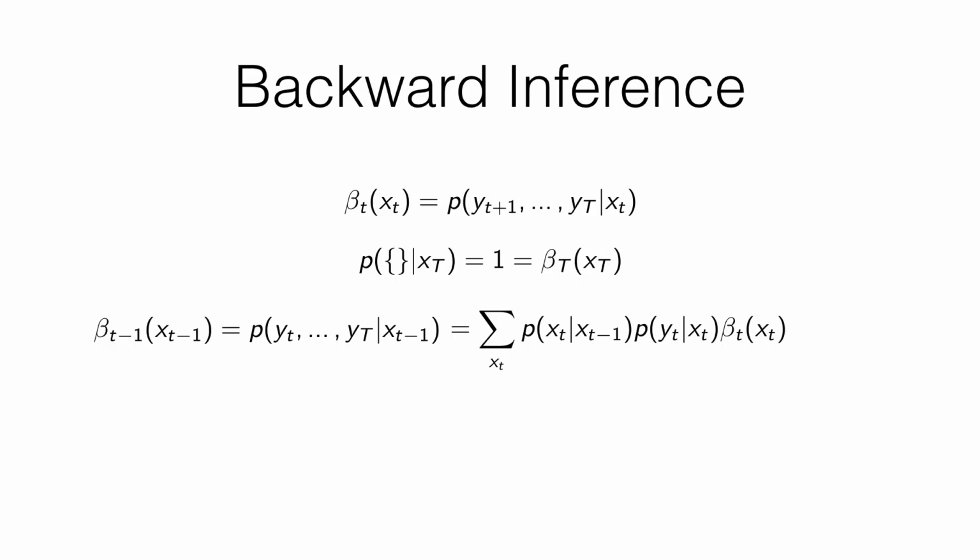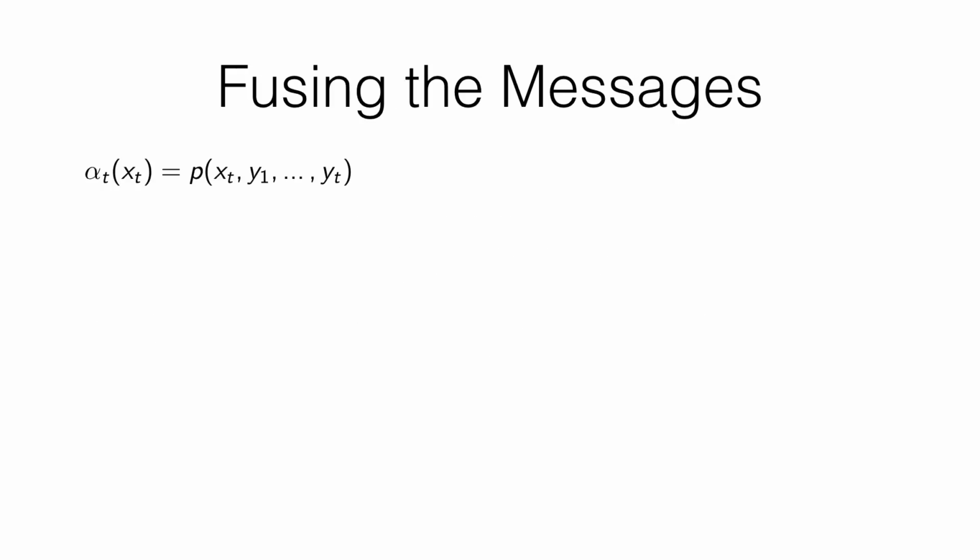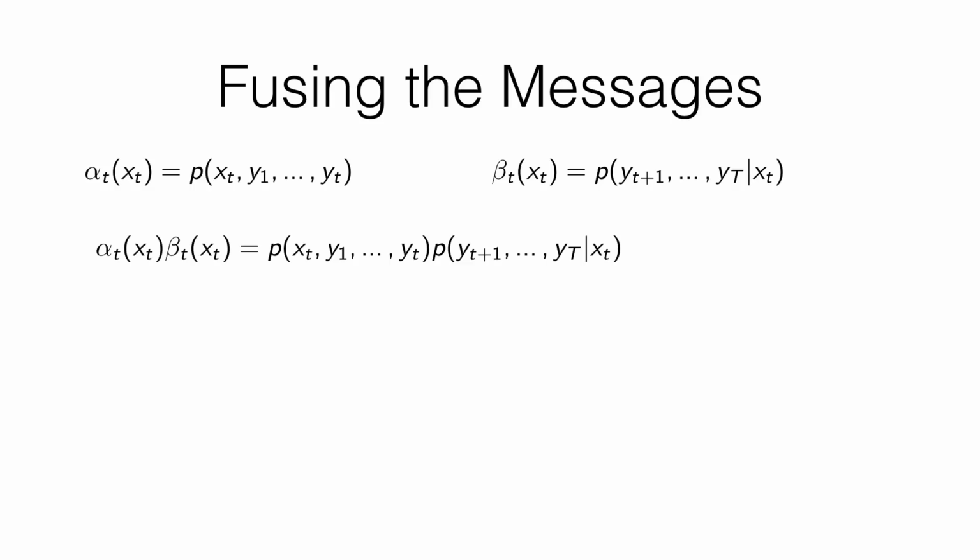So once we have these, we then fuse the messages. These are our definitions for our alphas and betas. If you multiply those two definitions together, you get a joint probability between, like I said before, xt, the current state, and all of the observations, from y1 to yt, and then yt plus 1 to y capital T, which is all of y. And then you can normalize that and get the conditional probability.